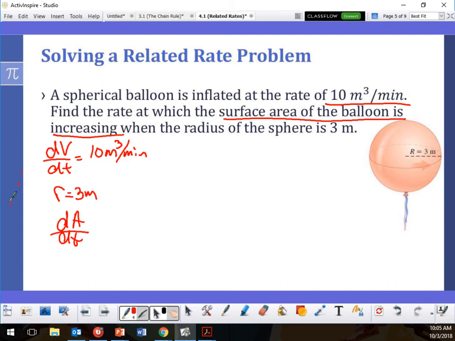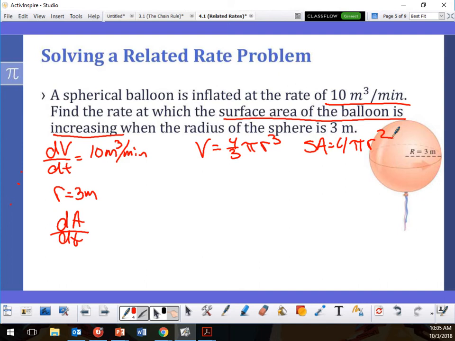So I know I have volume is equal to 4/3 pi r cubed. I also know that my surface area, my SA, is equal to, you guys remember surface area of a sphere? What is it? 4 pi r squared. Whoa, that's crazy. Are we okay here? Yeah.